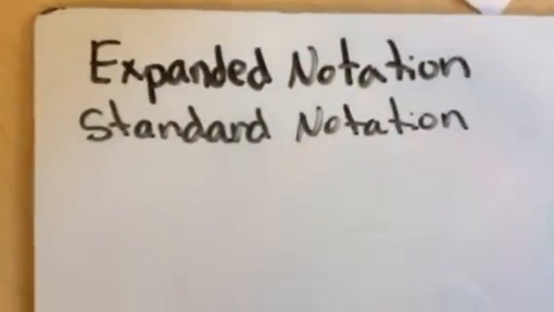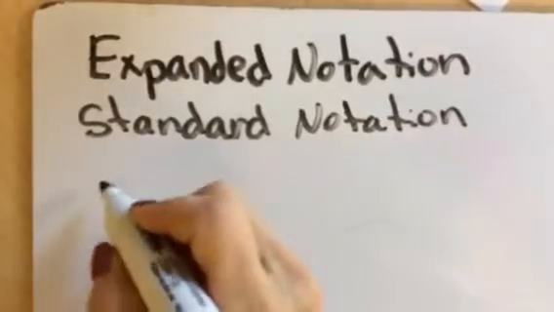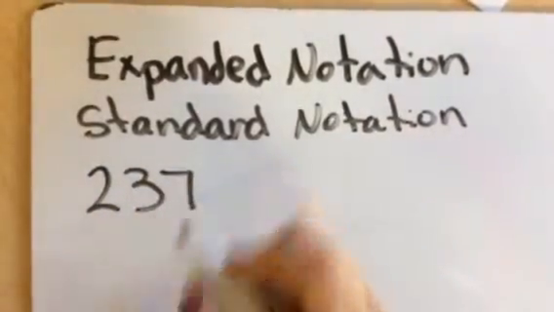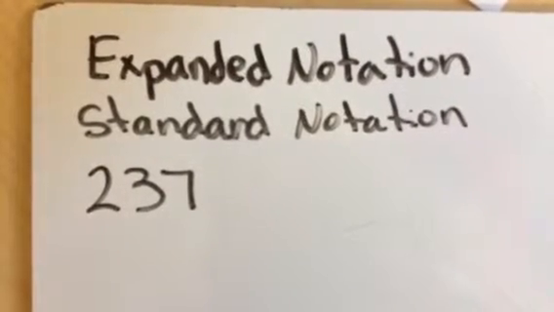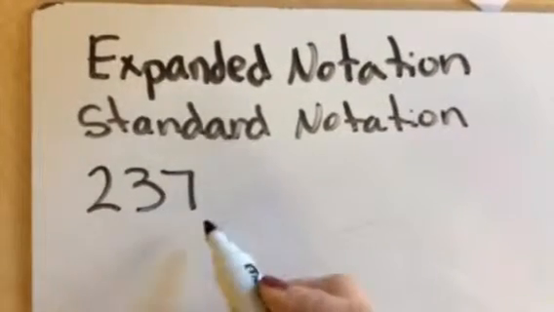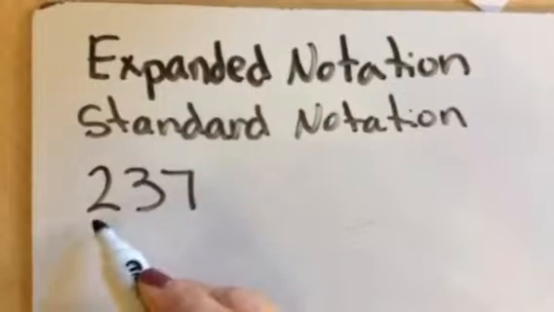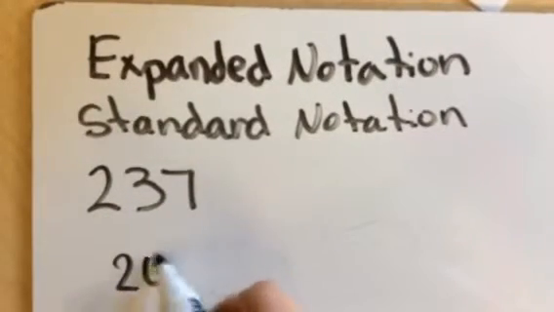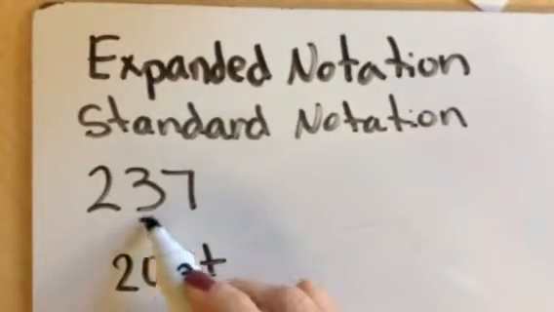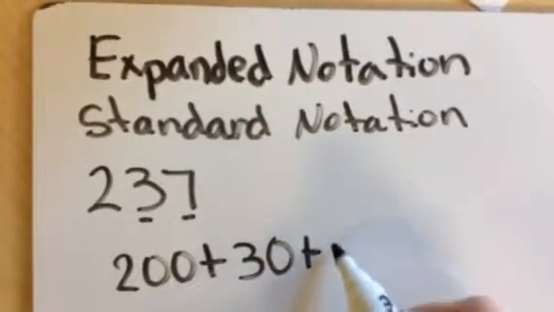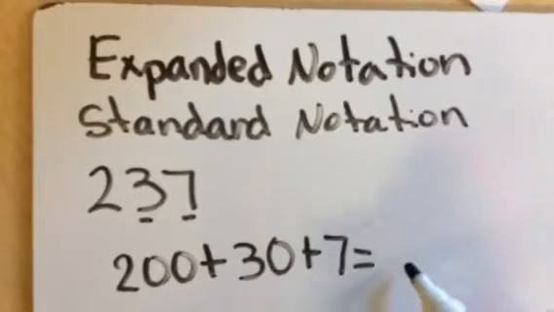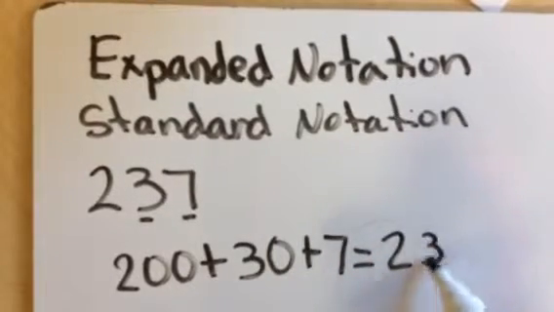Okay, so now I'm going to talk to you a little bit about what expanded notation is. If I have 237, that would be just standard, the regular old way. But standard notation can become expanded notation, which really means what makes up that number. So I'm going to look at place value. I'm going to start here, 200, plus a 30, because it's in the tens place, right? Plus I'm going to look at that ones place now, 7. And that equals the standard notation of 237.